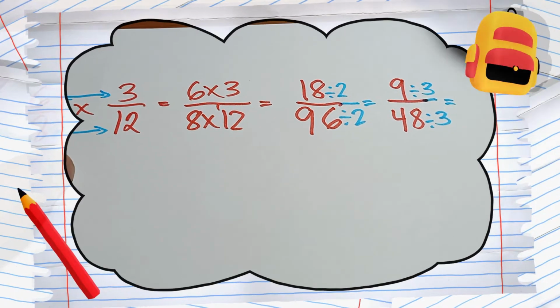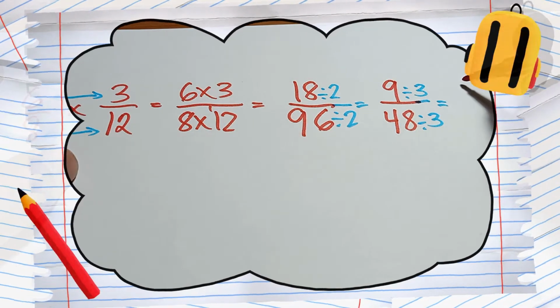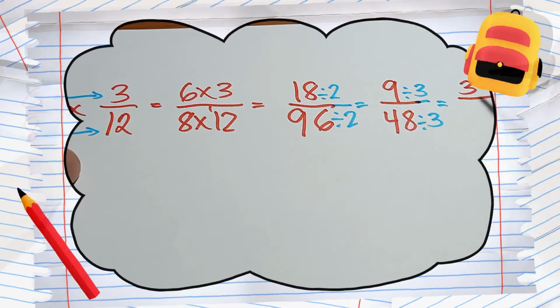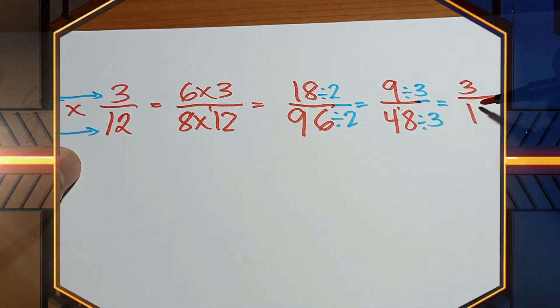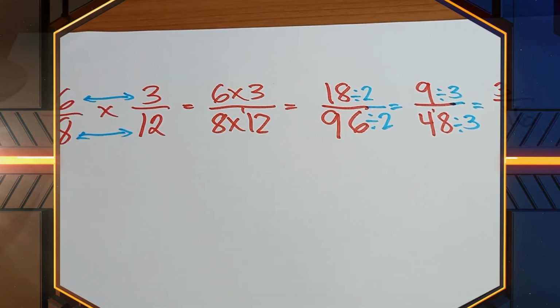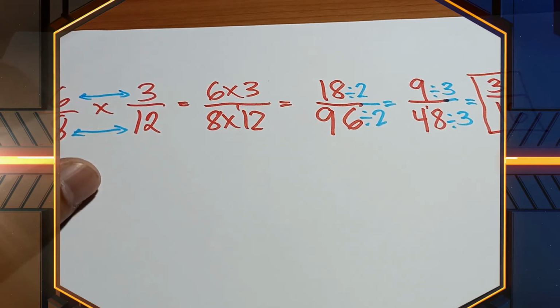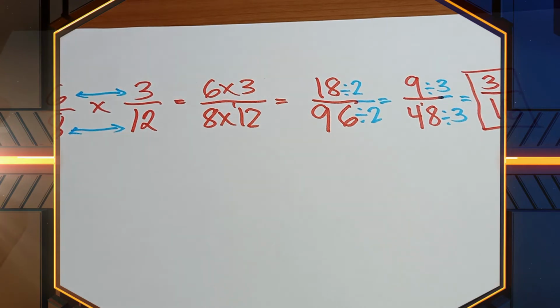So the answer is 9 divided by 3 is 3, and 48 divided by 3 is 16. So therefore the lowest term, when you multiply 6 over 8 times 3 over 12, the answer will become 3 over 16, right? So it's a bit long method because you keep on finding the lowest term of your answer.